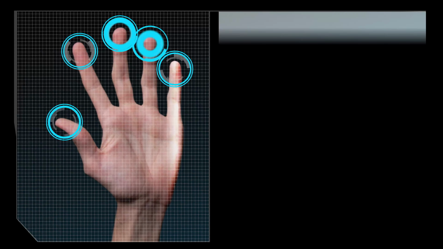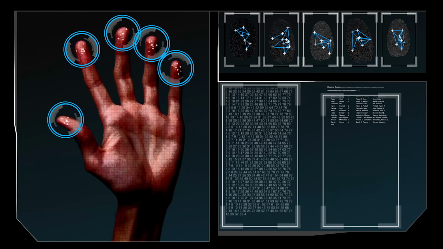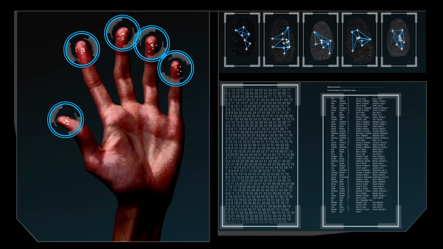Secondly, we have biometrics. Biometric authentication is a security process that relies on the unique biological characteristics of an individual. This can be implemented through facial recognition, fingerprint scanners, eye scanners, or voice recognition.